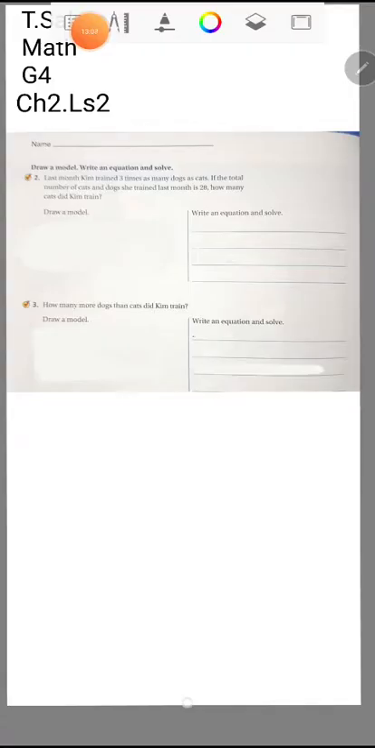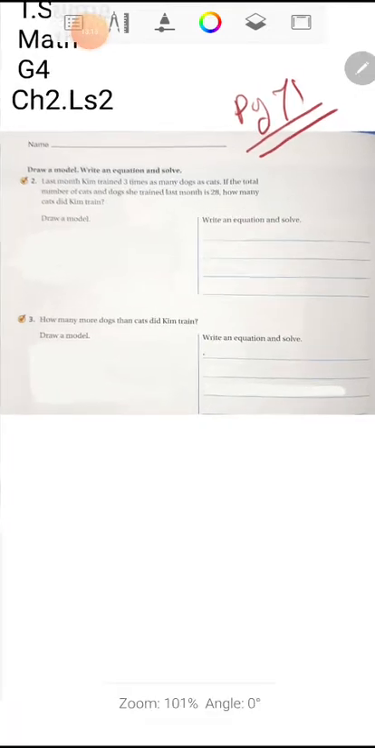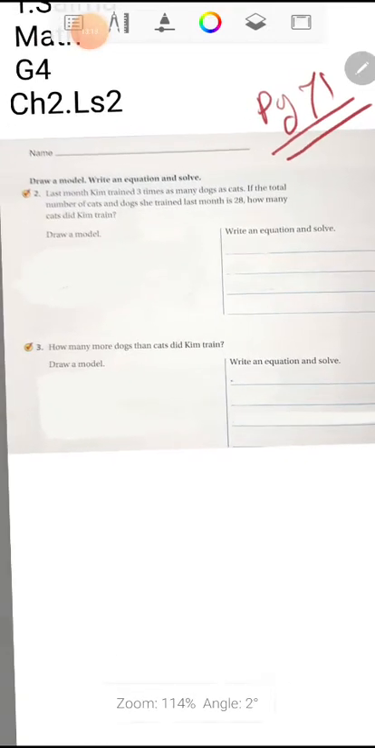So let's continue now on page 71 and solve another problem about this idea. Let's start with exercise number 2. Last month, Kim trained 3 times as many dogs as cats. So Kim here is a pet trainer. She trained 3 times as many dogs as cats. So the number of dogs is more than cats by 3 times.